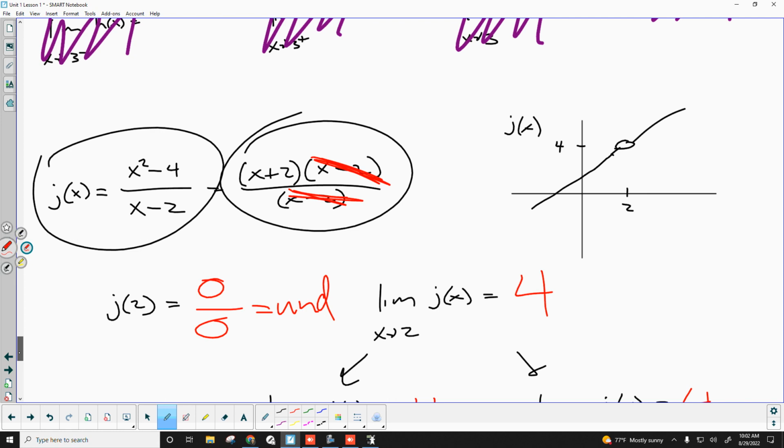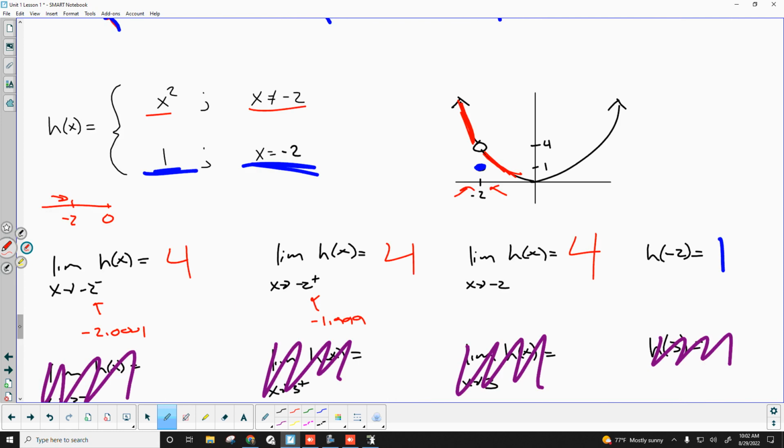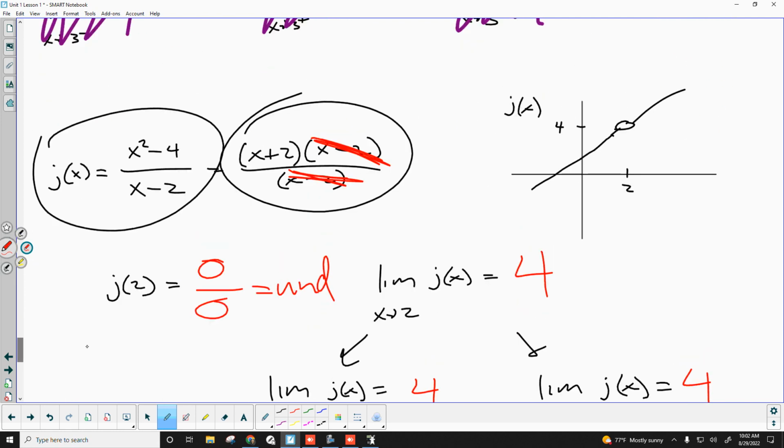We can't cancel until we understand you're not allowed to plug in 2. After we understand that this is undefined, then go ahead and cancel, because any other number plugged in would not give you a 0 in the denominator. Does that make sense? Are we good with that? All right, last one, and then we go to a nice big picture and no equation.